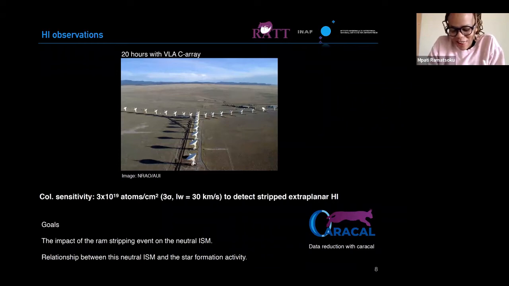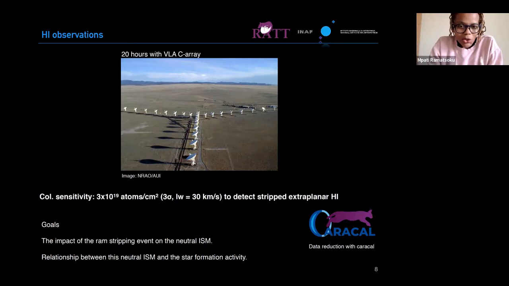We reduced all these data with Caracal. And this is a new data reduction pipeline that's in the works, and it has been public for a while. And I could not miss the opportunity to advertise it because it's working really, really well. And it has lots of people behind it working really, really hard to get it into a proper state for everybody to use easily.